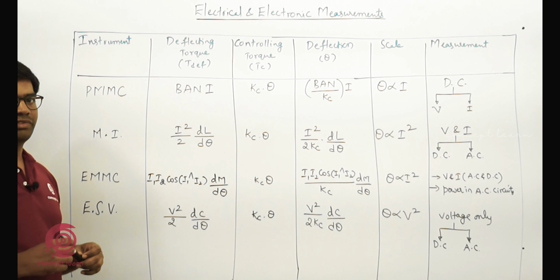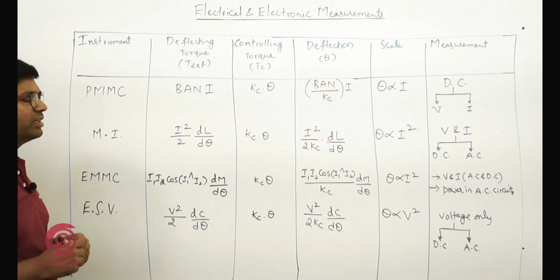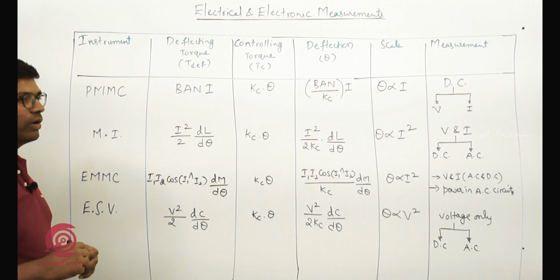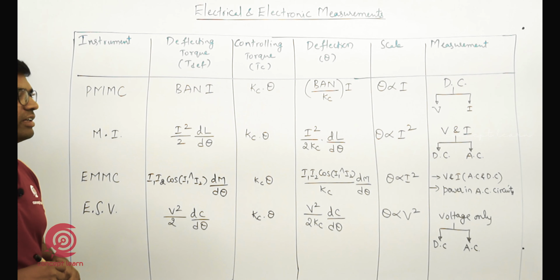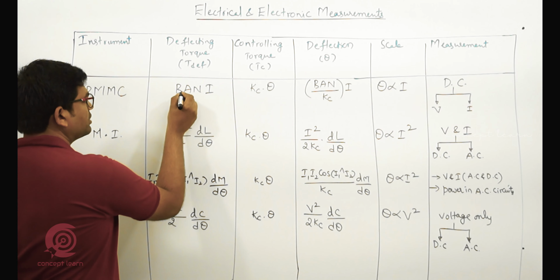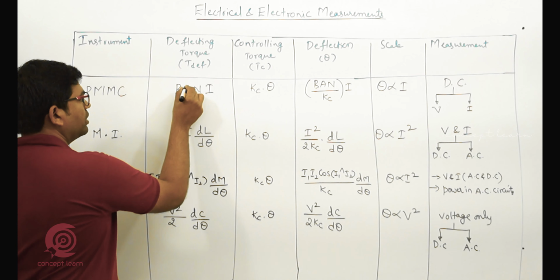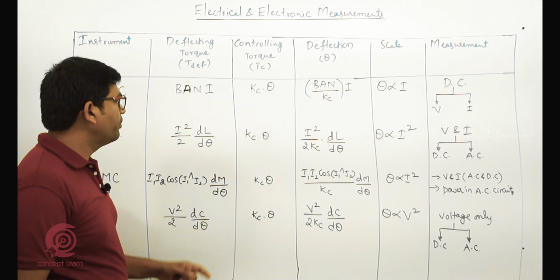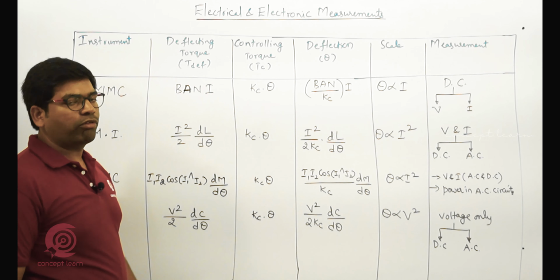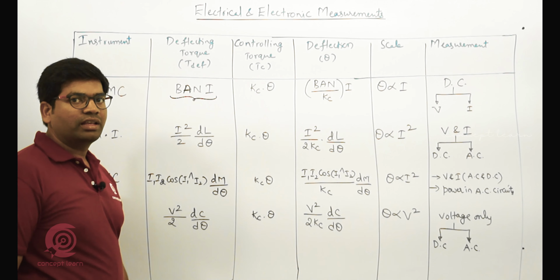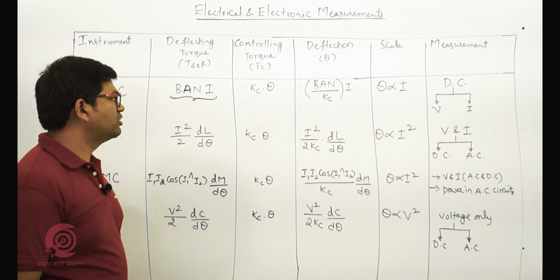Now first, the PMMC instrument, that is the permanent magnet moving coil instrument. What is the deflecting torque here? B A N I we are saying. B is the flux density, A is the cross-section area of the coil, N is the number of turns in the coil, and I is the current flowing through the coil. So this is the deflecting torque in the PMMC instrument.